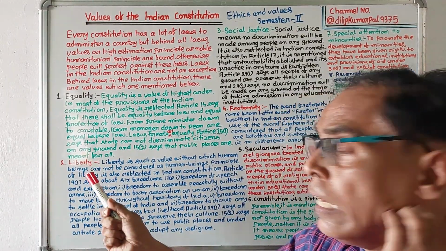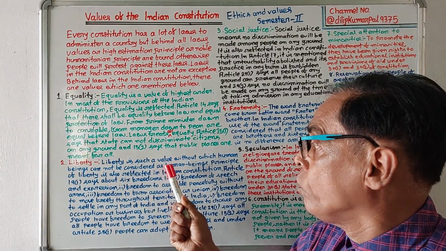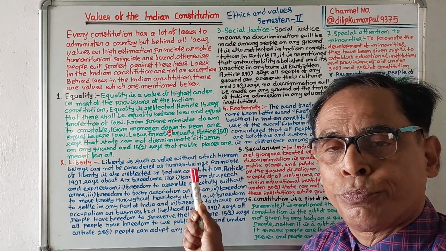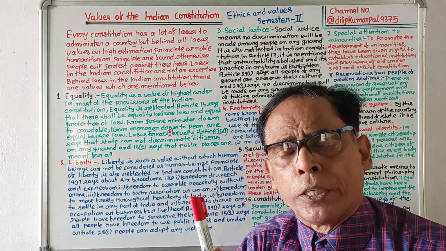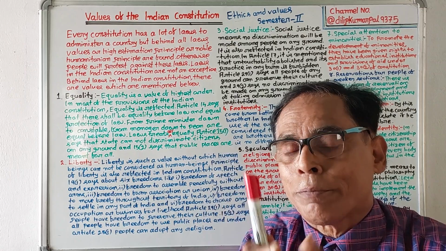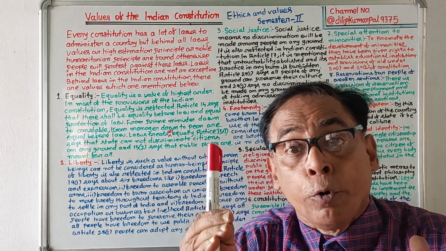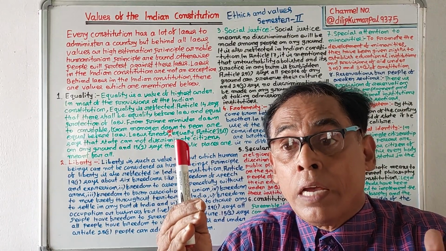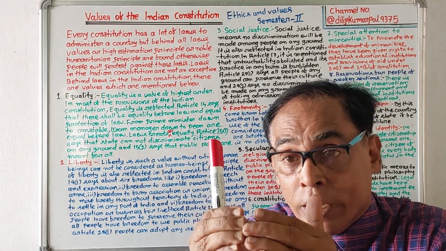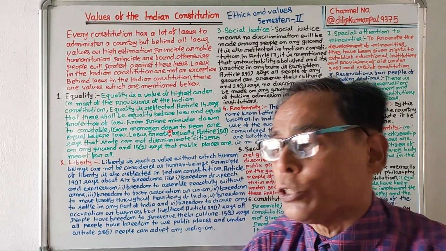Number 2, liberty. Liberty is such a value without which human beings cannot be considered as human beings. Another important value in the Indian Constitution is liberty. It is so important that without liberty, a human being will not be considered a human being. So, liberty is also reflected from most of the provisions of the Indian Constitution.